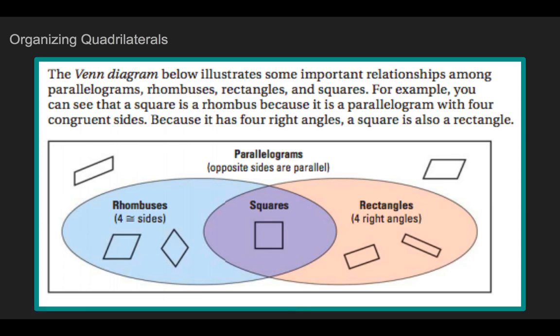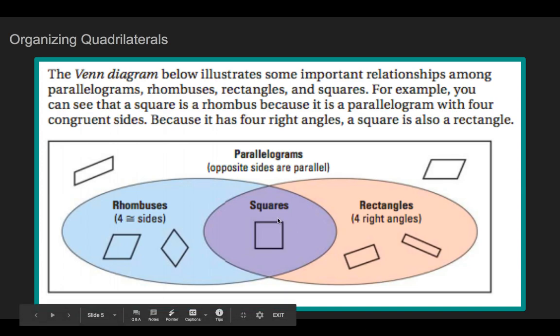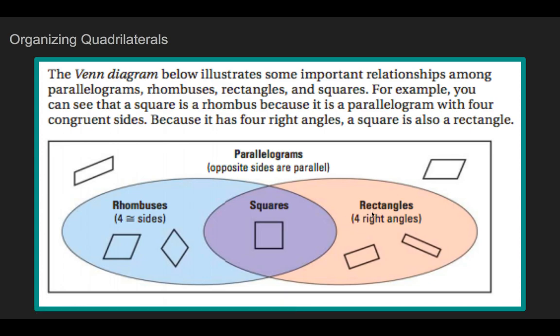The Venn diagram below illustrates some important relationships among parallelograms, rhombuses, rectangles, and squares. For example, you can see that a square is a rhombus because it is a parallelogram with 4 congruent sides. Because it has 4 right angles, a square is also a rectangle. Therefore, if it is a square, it is always a rectangle. But if it is a rectangle, it is not always a square. If it is a square, it is always a rhombus. But if it is a rhombus, it is not always a square.